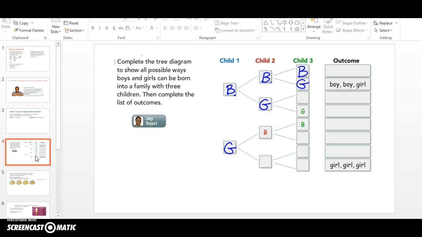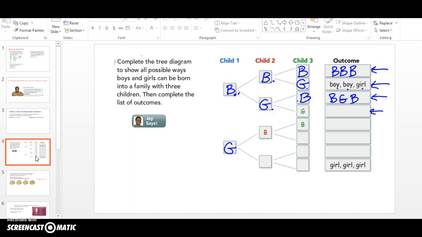Okay, and so then we can come over here and look at our outcomes. So right here, they put boy, boy, girl, because this would represent boy, then girl. What would I put in this outcome? Boy, boy, boy. Okay, so this one, I can have a boy, then a girl, and then a what? Girl, I already have a girl here. A boy. Okay, so what's this outcome? Boy, girl, boy.